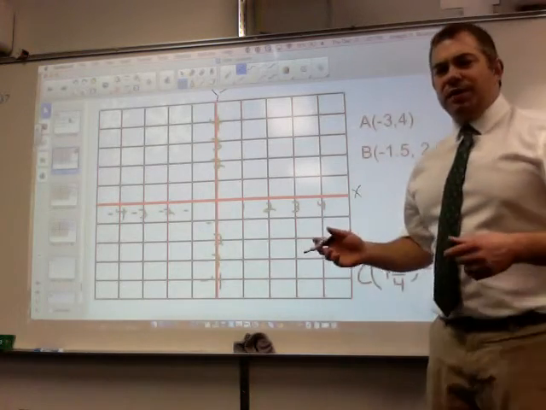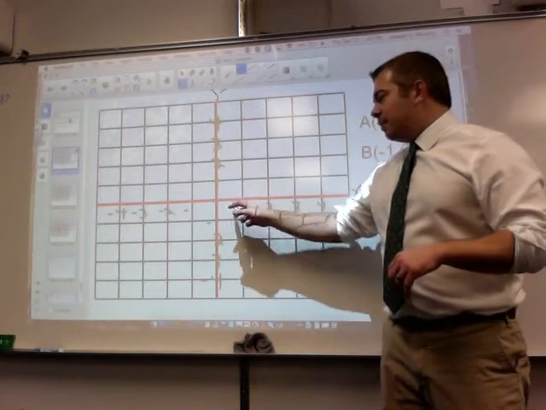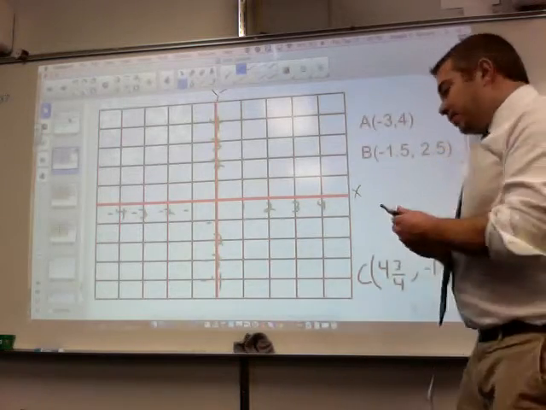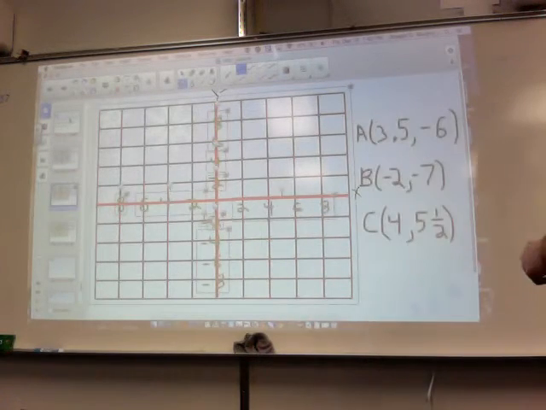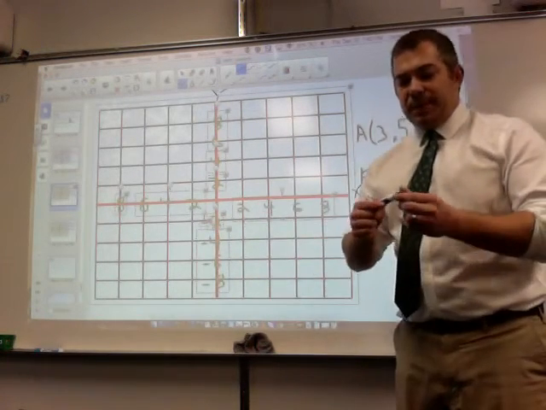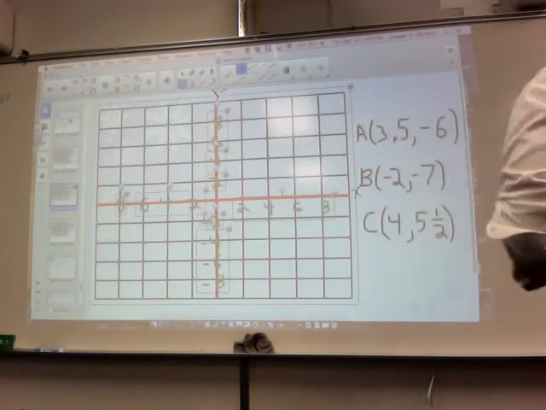And it's important to notice on these coordinate planes that these ones are counting by 1, but as you can see on the next page, they're going to be counting by 2s. Sometimes they count by halves as well. So that's important to take note of.